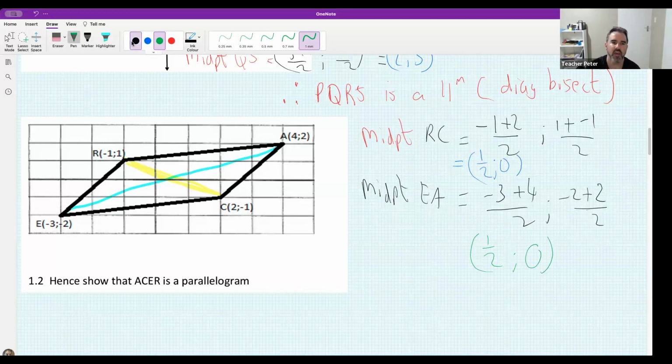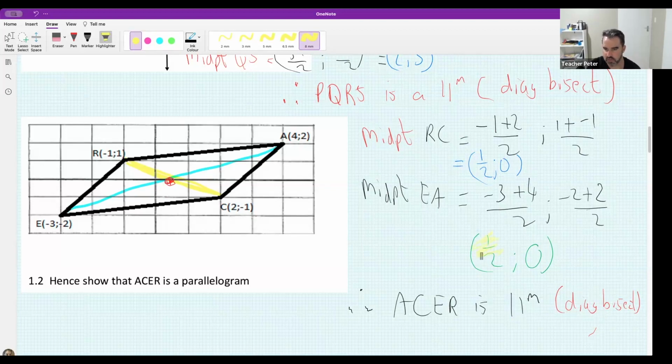Therefore, ACER is a parallelogram. Why is it a parallelogram? Because the diagonals bisect. And we showed that they bisect by finding this common midpoint that we have just shown is common.